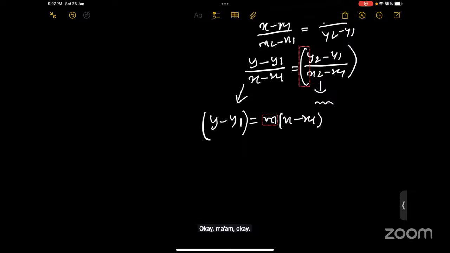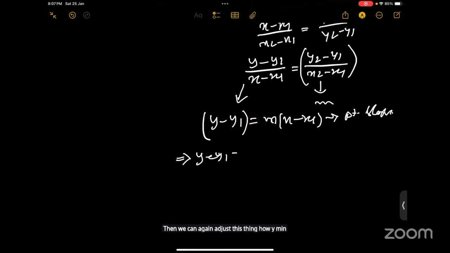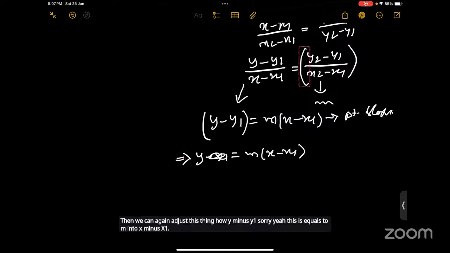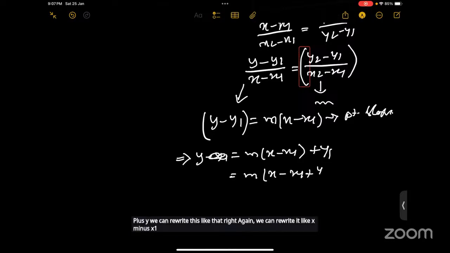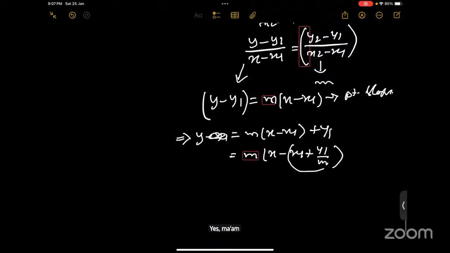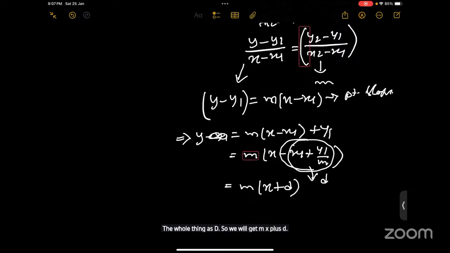So this is the point slope form, right? Then we can again adjust this. How? y minus y1 equals m into x minus x1 plus y1. We can rewrite this again like m into x minus x1 plus y1 by m. Again, we can denote the whole constant as d. So we will get y equals m x plus d, right?